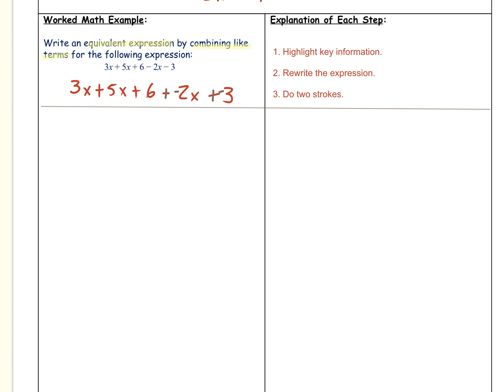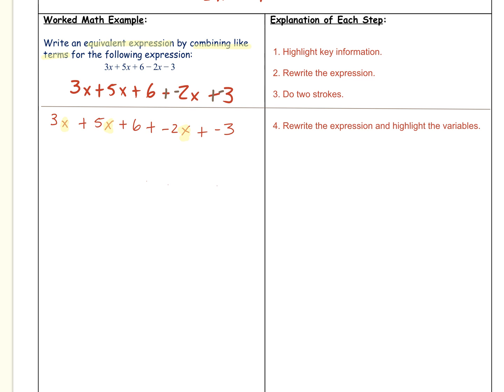Here's when you're going to be using the different properties. In this case, as you can tell, I can quickly group 3x plus 5x, but then I have another term that has an x. So now let's rewrite this and highlight all the variables. Our first term has a variable. Our second term has a variable. Our third term doesn't have a variable. And our fourth term does have a variable.